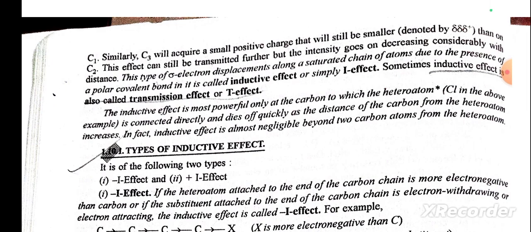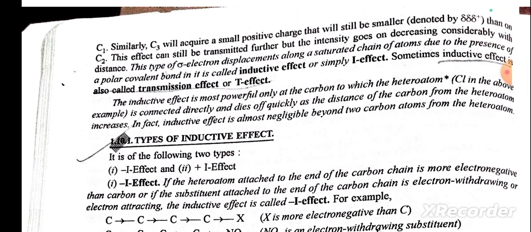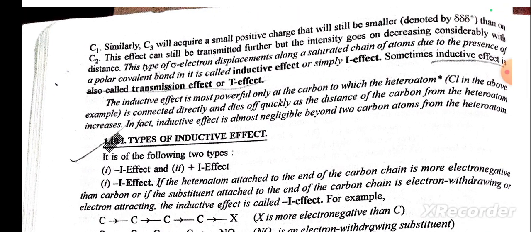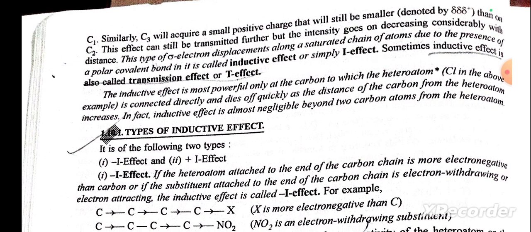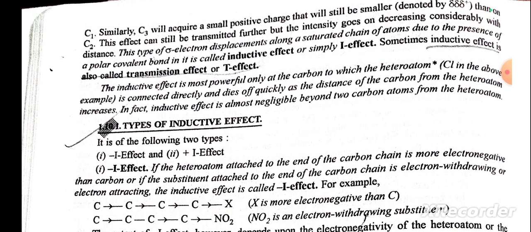And similarly on the C3 the positive charge will be smaller than on the C2, and this effect is transferred further, but the intensity decreases with the distance. This type of pi electron displacement along the saturated carbon atom due to the presence of a polar covalent bond is called the inductive effect, or I effect. This inductive effect is also transferred to the beta carbon.